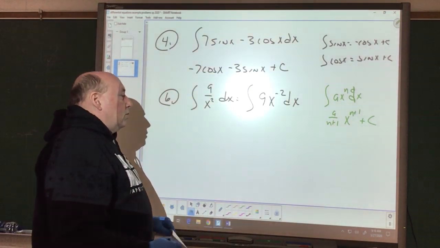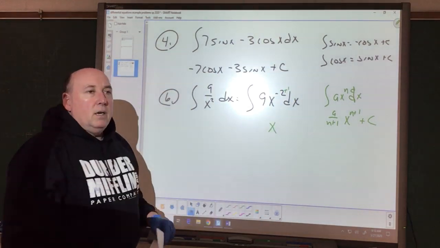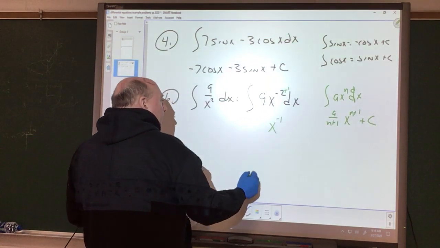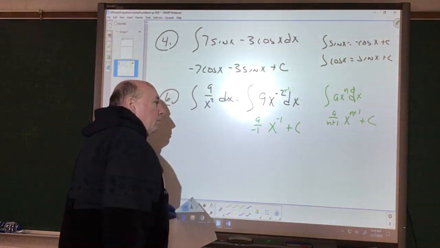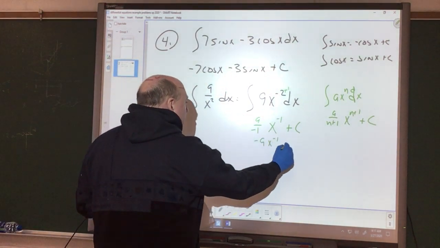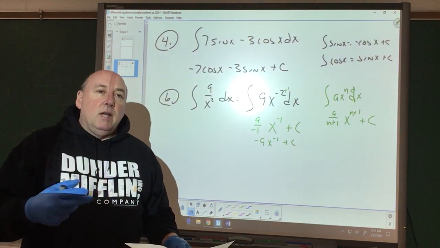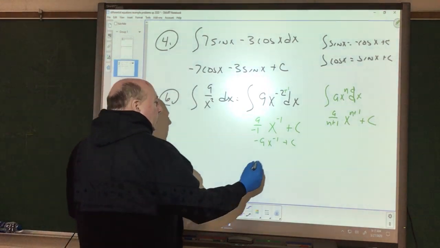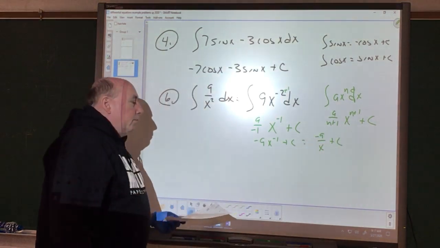So typically students will look at the exponent first, add 1, so we have negative 1 there, and we're going to take the 9 and divide by the negative 1, and don't forget your plus c. So we have negative 9, x to the negative first, plus c. Once again, I will ask you to simplify radicals, put it back in the radical form, and eliminate all negative exponents. So what this will turn into is negative 9 over x plus c.